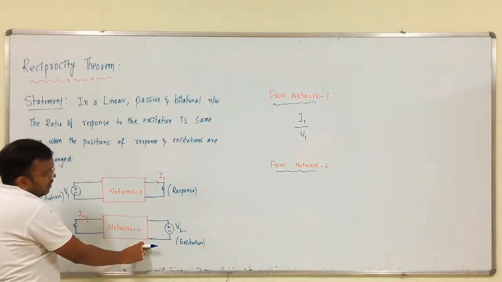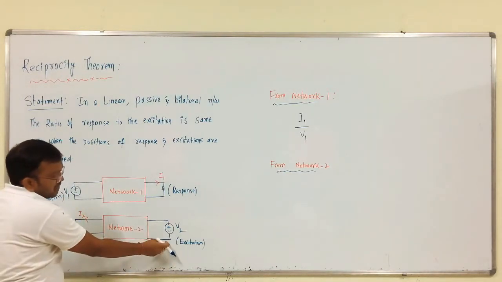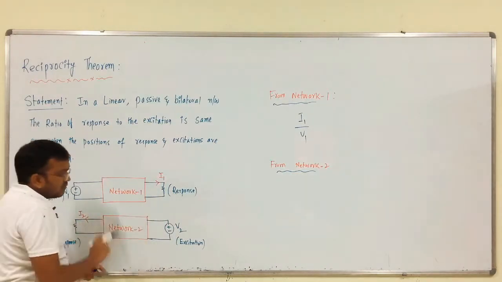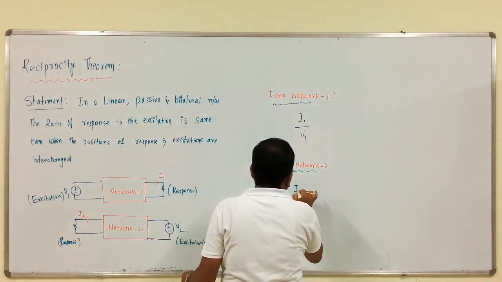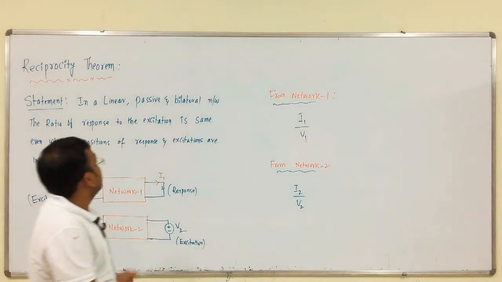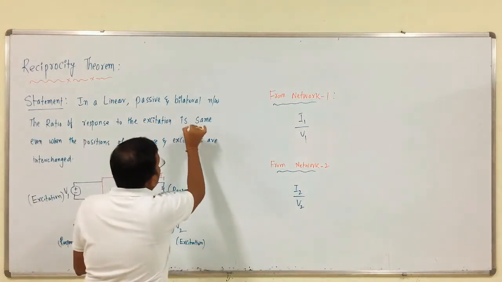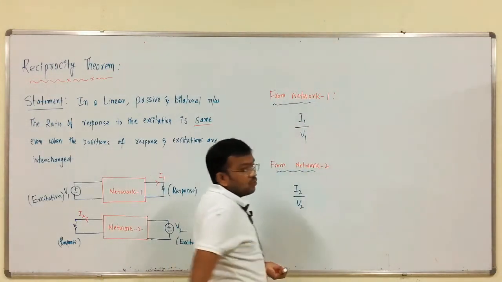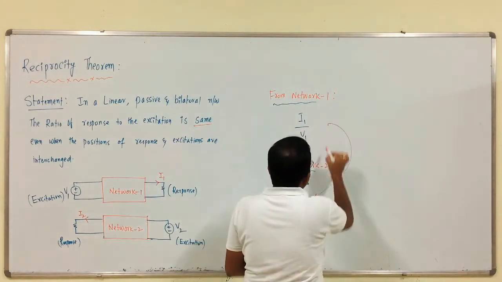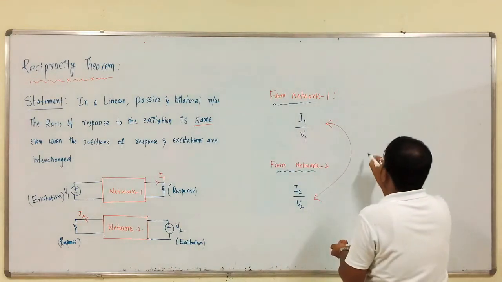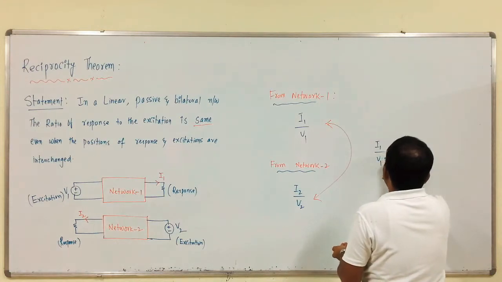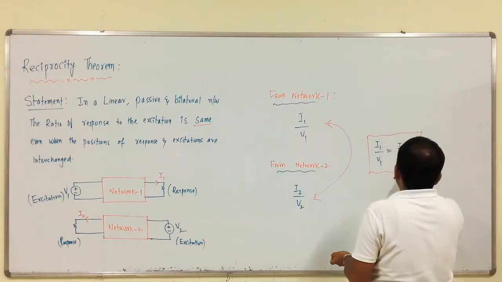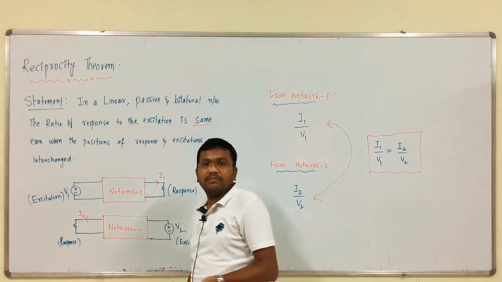So, coming to the case 2, here the excitation position changes, right? Like that, response position also changes. Their positions are interchanged. That is why here also response is I2 by V2. Then statement, it should be equal even though their positions are interchanged, those ratios of response to the excitation should be equal. That is I1 by V1 should be equals to I2 by V2. This is a statement for reciprocity theorem.